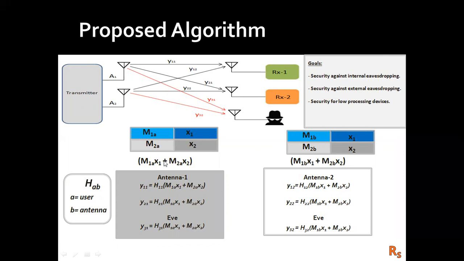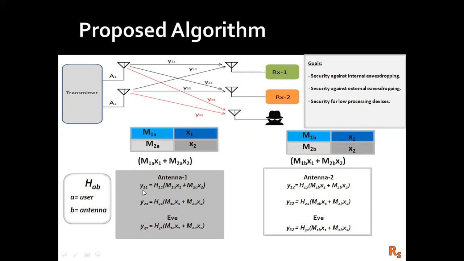Now discussing the algorithm here, M1A, M2A are the precoder matrices, X1 and X2 are the transmitted data bits or streams. M1B and M2B are again the precoder matrices, and X1 and X2 are the transmitted data bits. Here, H is the channel, and A represents the user and antenna.